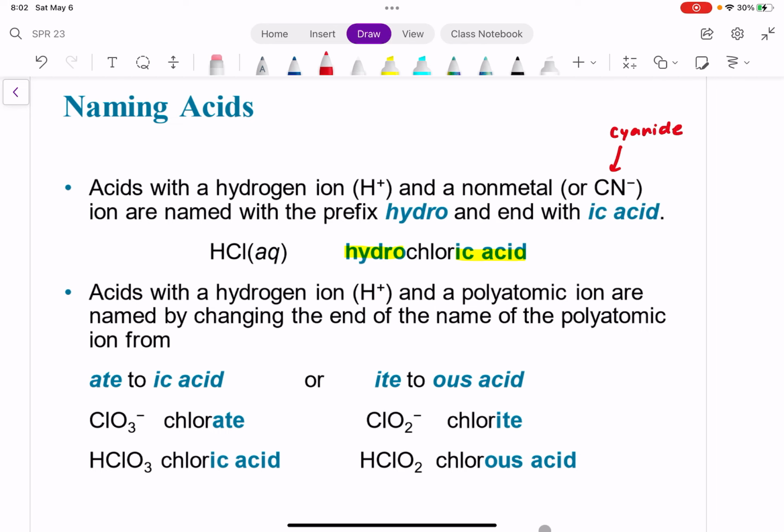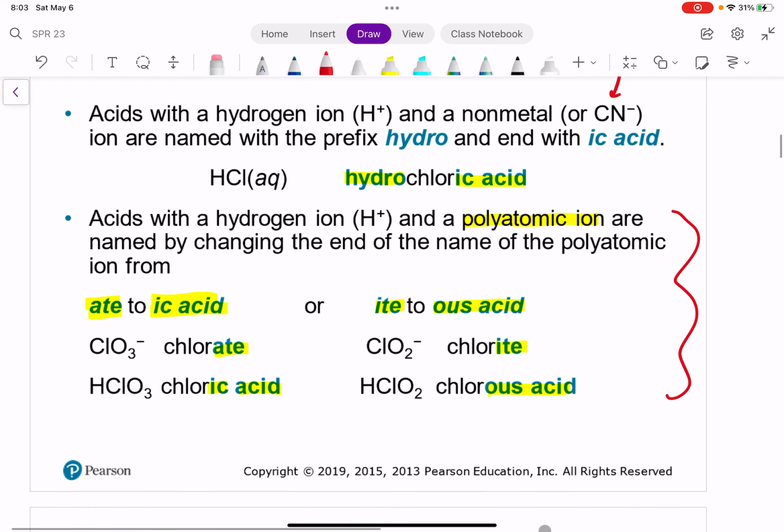Then acids with a hydrogen ion and a polyatomic ion, except for cyanide, which is a special one, are normally named by changing the end of the name of the polyatomic ion from ate to ic acid. So if it ends with ate, it goes to ic. Chlorate becomes chloric acid. Chlorite goes from ite to ous acid, which is chlorous acid. You don't need to spend too much time memorizing this.